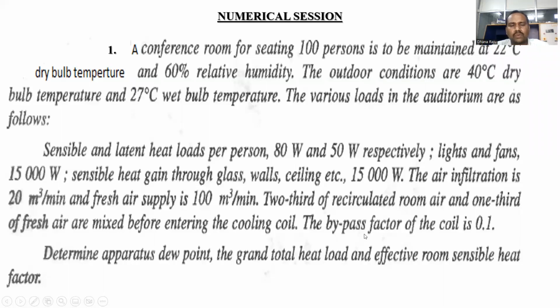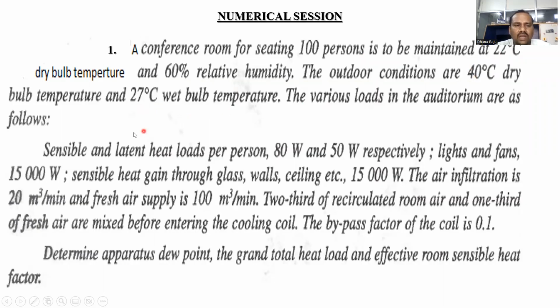So there is another simple problem here. A conference room for seating 100 persons is to be maintained at 22 degrees centigrade DBT and 60% relative humidity. And the outdoor conditions are given as 40 degrees centigrade DBT and 27 degrees centigrade wet bulb temperature.